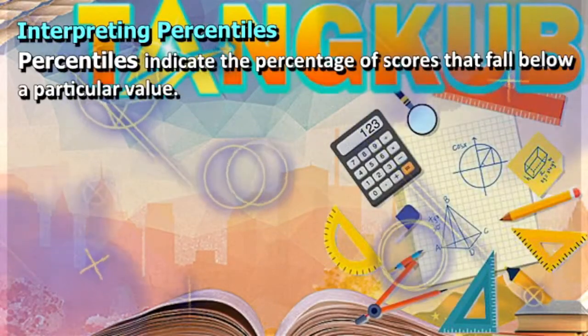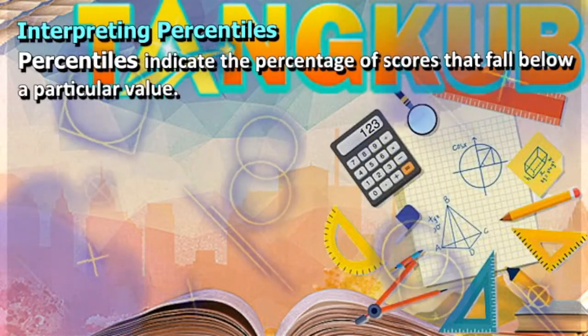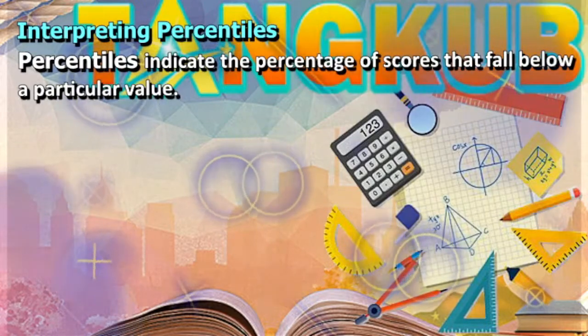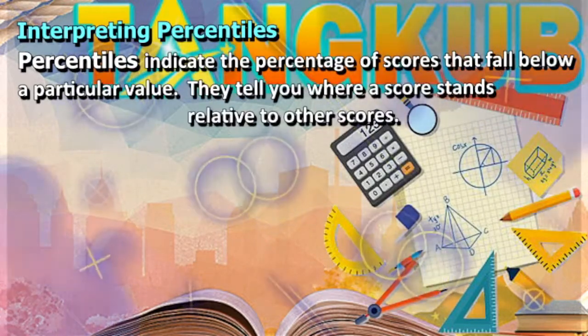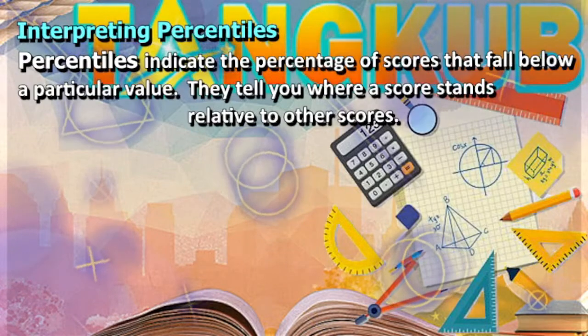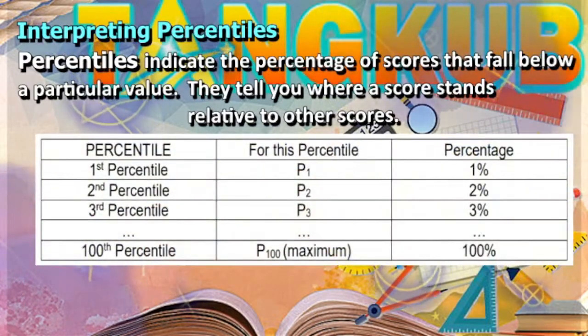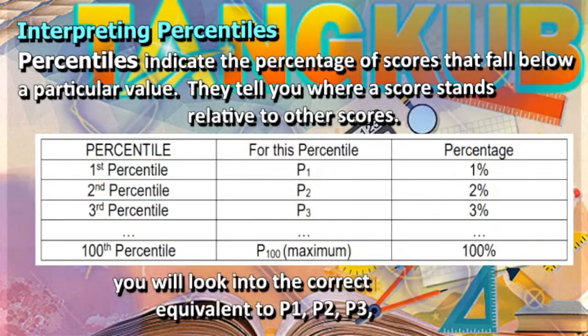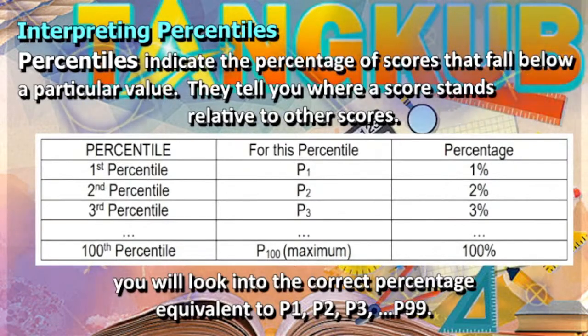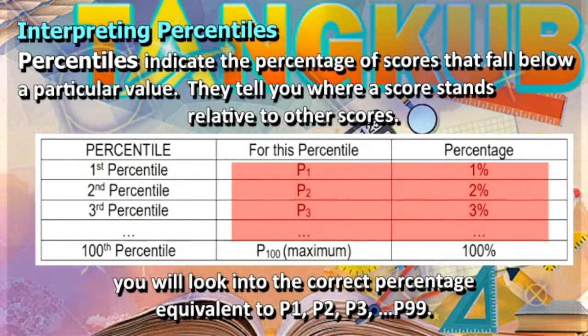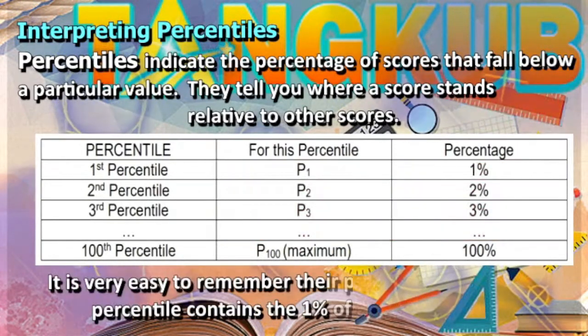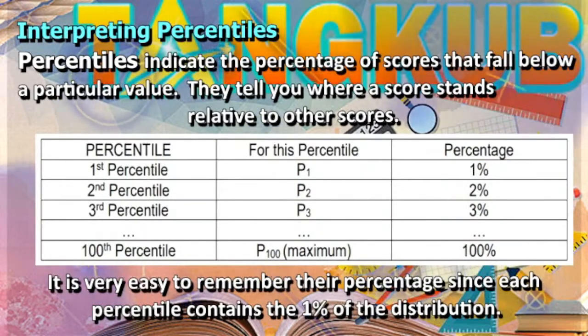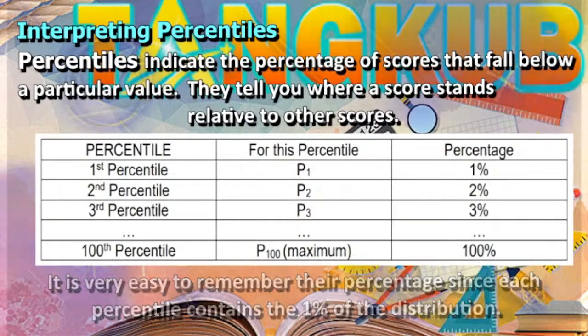Percentiles indicate the percentage of scores that fall below a particular value. They tell you where a score stands relative to other scores. Here is how percentiles are illustrated. In interpreting percentiles, you will look into the correct percentage equivalent to percentile 1, percentile 2, percentile 3, up to percentile 99. It is very easy to remember their percentage since each percentile contains 1% of the distribution.